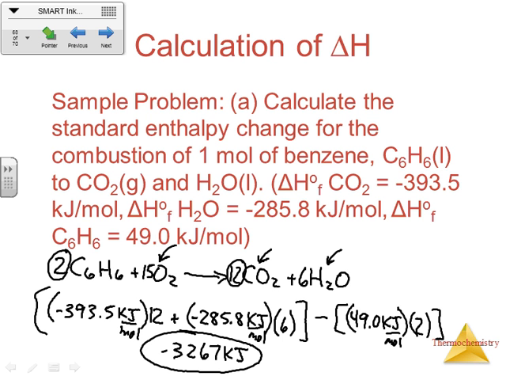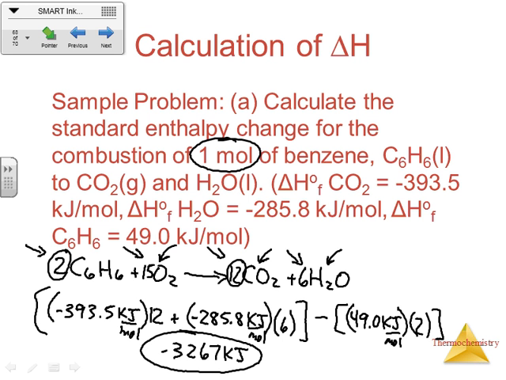Oh, I take it back. I apologize. That is the right answer because I'm looking in the book for that, negative 3267. But it's asking us for the heat of combustion of 1 mole of benzene, okay? So when we balanced this equation, we really should have used fractional coefficients. So this one should have been 1, this one should have been 15 over 2, this one should have been 6, and this one should have been 3, okay? So that would actually cut our entire answer in half, okay?